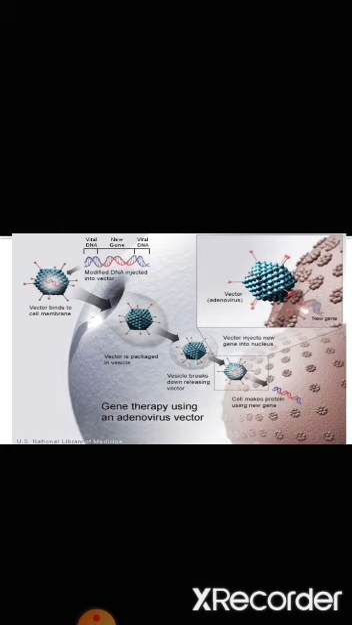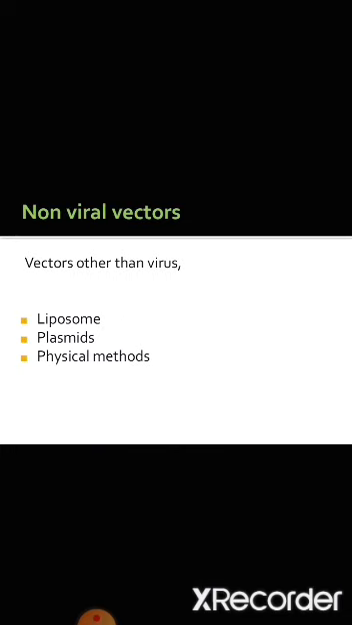So the vector binds to the cell membrane. It is packed in a vesicle and the vesicle breaks down, releasing the vector. And the vector will inject the new gene into the nucleus and the cell makes protein using this new gene. This is gene therapy using an adenovirus vector.